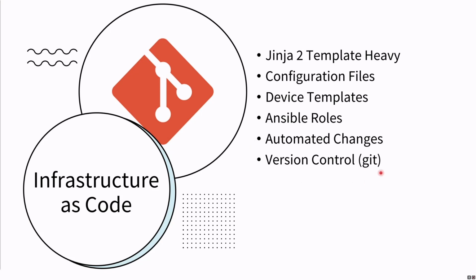This is where Git also comes in very heavily, because we can use version control systems to monitor the changes in both our configuration files, our device templates, and all of our variable files.